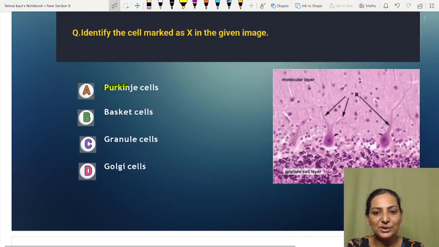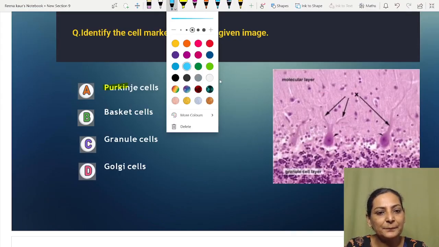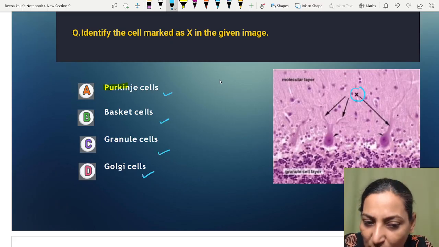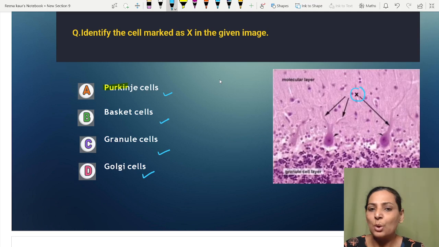This is a recent question which was image based. The question says, which cell is marked as X in the given image? Options were Purkinje cell, basket cells, granule cells and Golgi cells. So the question is not very difficult.